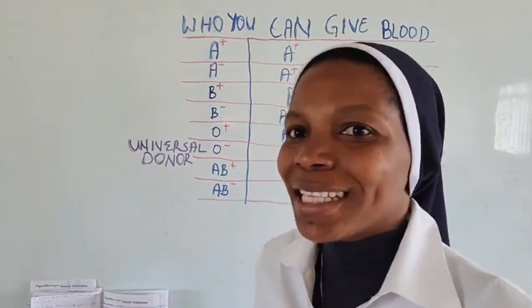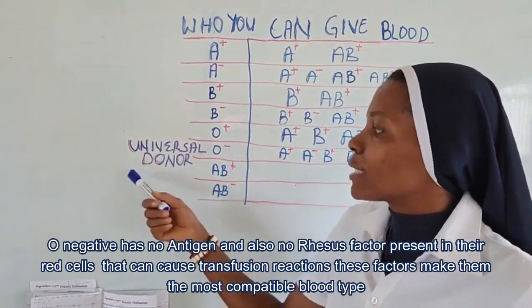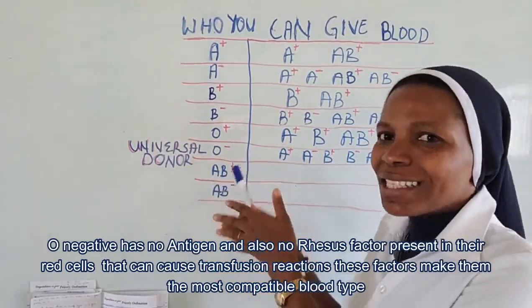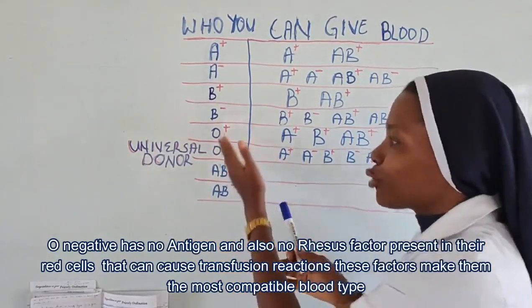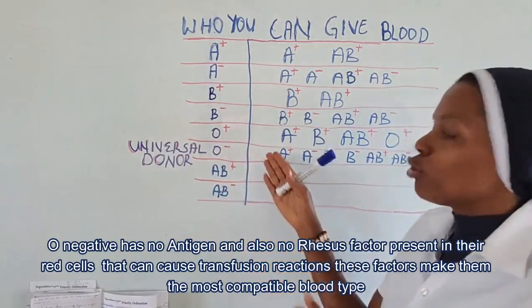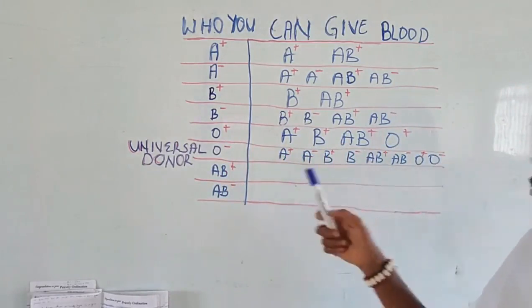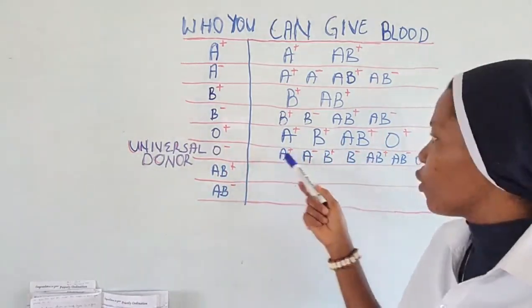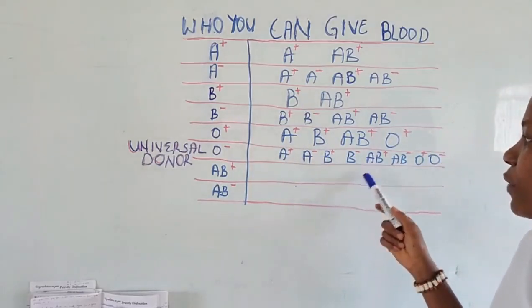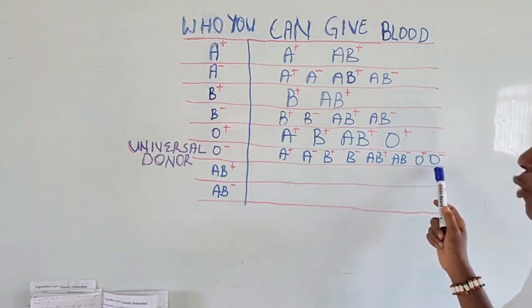So let us look at an individual who is O negative. If you are O negative, you are termed a universal donor because you do not have an antigen present in your blood type and you also do not have a Rhesus factor. So none of this is going to cause any reaction. You can give blood to all blood types: A positive, A negative, B positive, B negative, AB positive, AB negative, O positive, and O negative.